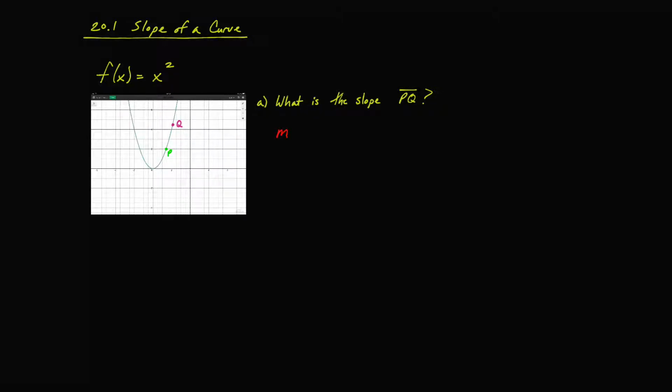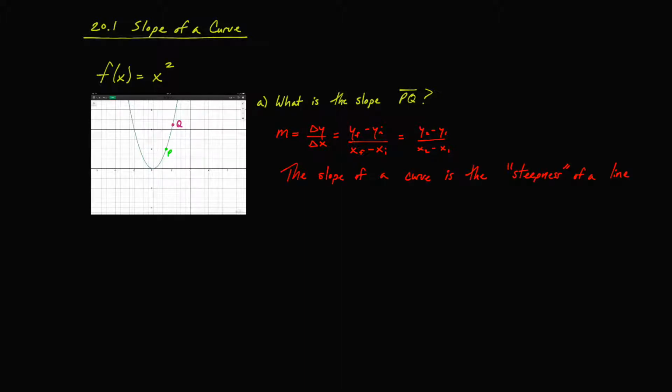As a reminder, what is slope? Well, we can write this as m, but this is the change of y over the change in x. We can rewrite this as y final, or yf, minus y initial over xf, x final, minus x initial. Another way of writing this would be y2 minus y1 over x2 minus x1. Now these are all formulas to help us understand what slope is, but if we were just referring to what slope is in words, we would say that the slope of a curve is the steepness of a line.